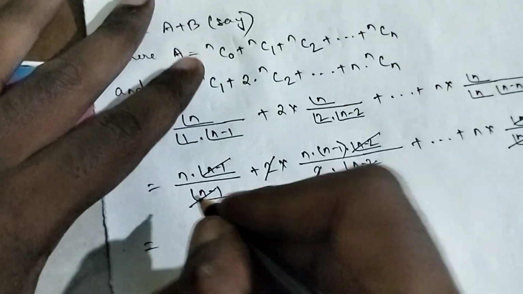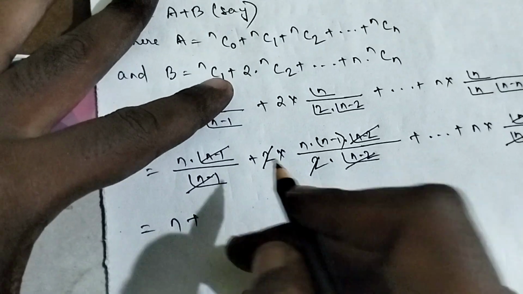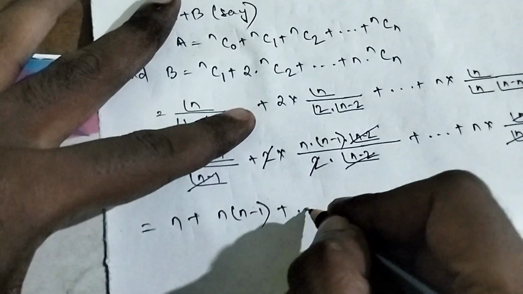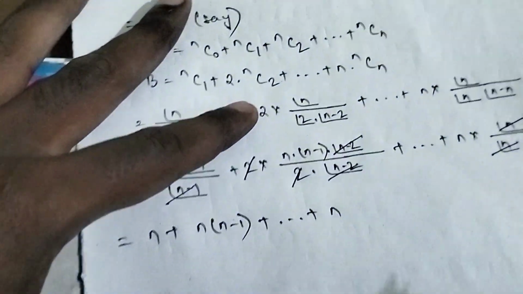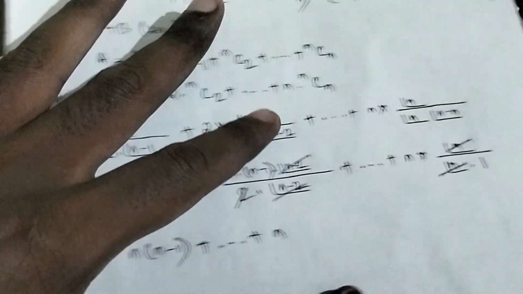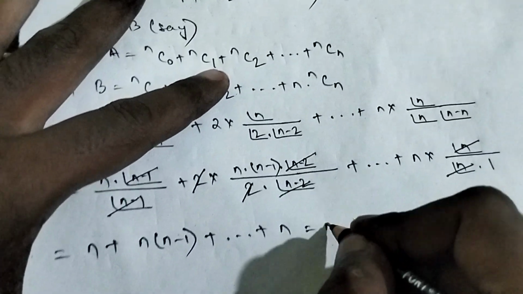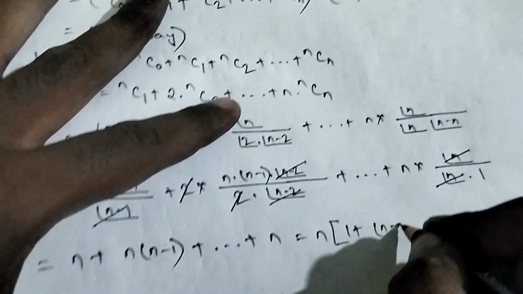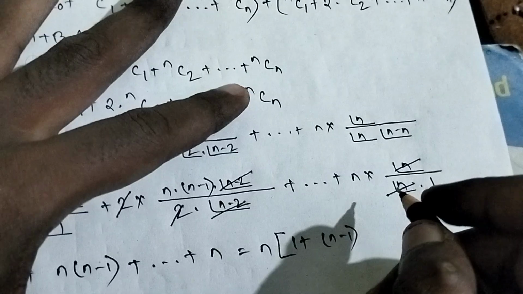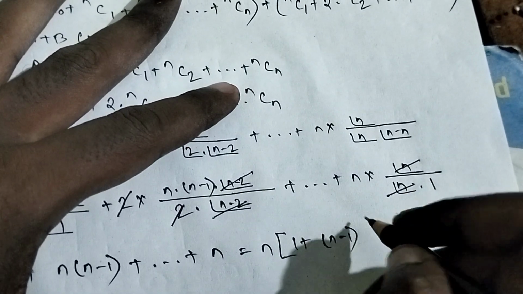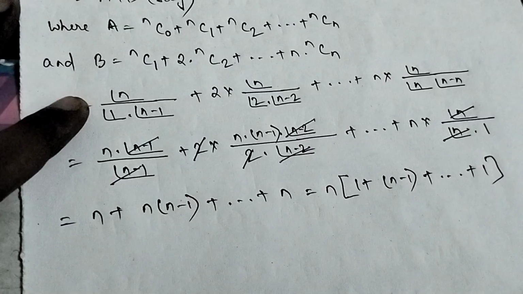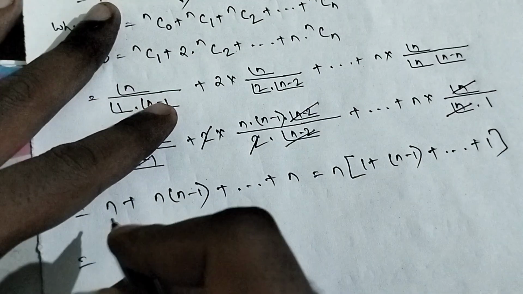So what will be in the next line? n + n(n-1) + ... + n. Here I will take n common: n[1 + (n-1) + ... + 1]. Clear? So now I will write n.